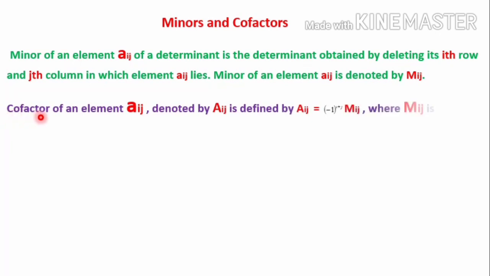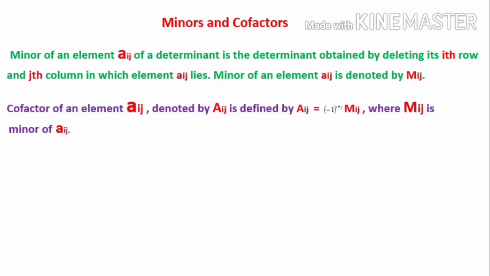Next, the cofactor of an element Aij, denoted by capital Aij, is defined by capital Aij is equal to minus 1 the whole power i plus j into Mij, where Mij is the minor of Aij.